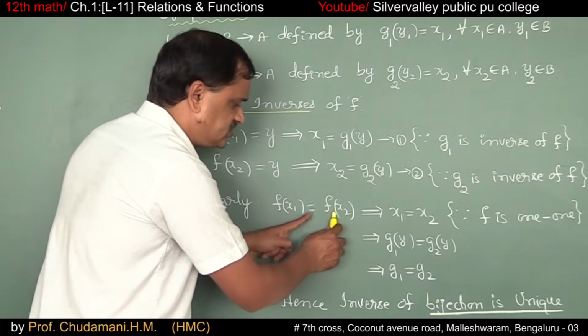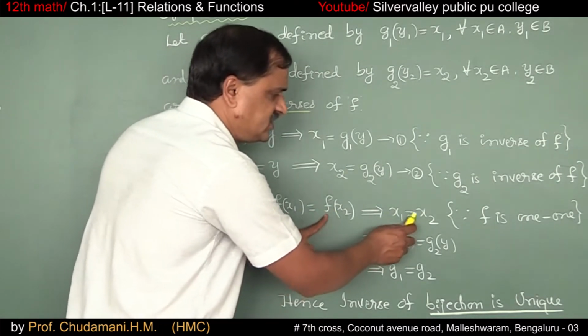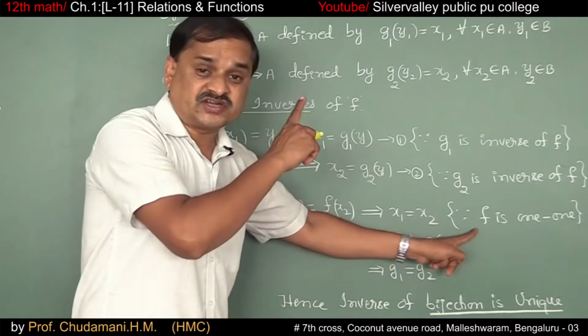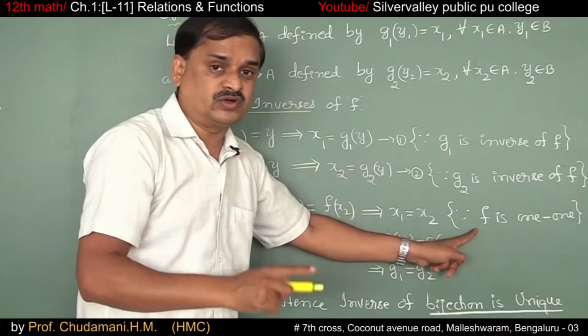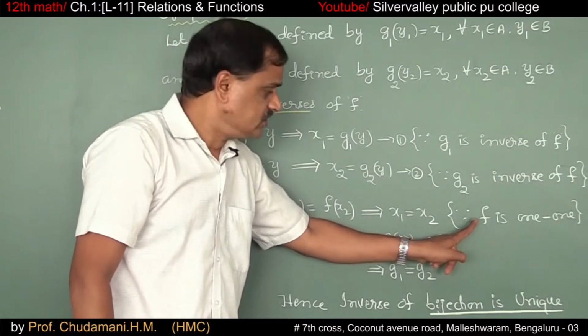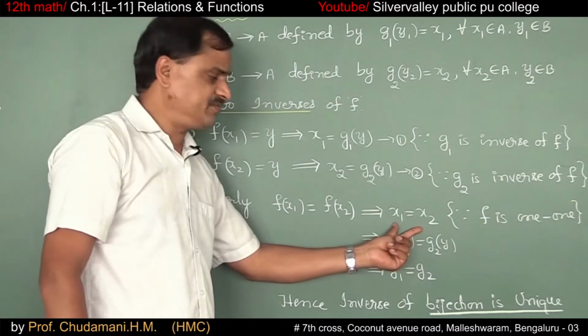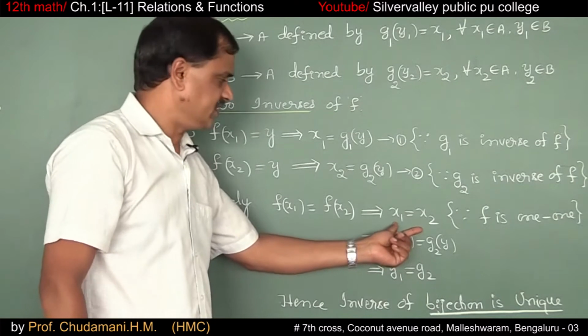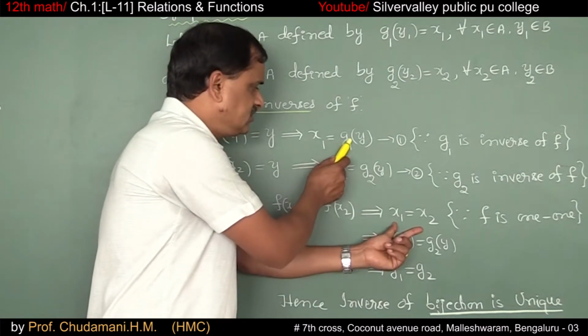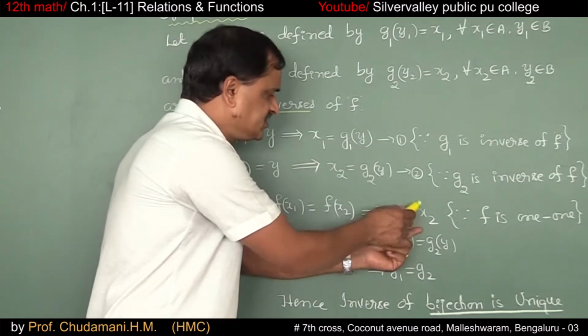f of x1 equals f of x2 implies x1 is equal to x2. Bijective means it is both one-one and onto. f is bijective, so f is one-one, so that f of x1 equals f of x2 implies x1 is equal to x2. But what is x1? g1 of y. What is x2?